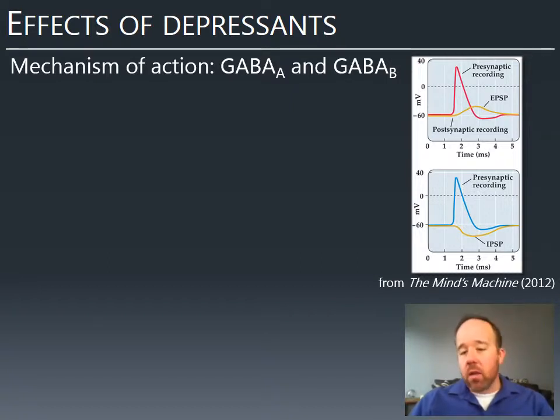And that's what we see in the lower panel in this diagram on the right. So we see an IPSP, which is an inhibitory postsynaptic potential. And that's how depressants decrease the amount of activity in the nervous system, because overall they make action potential less likely because of GABA.